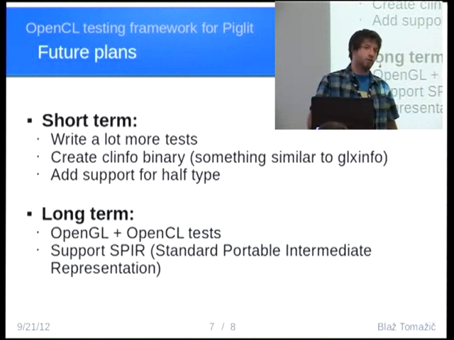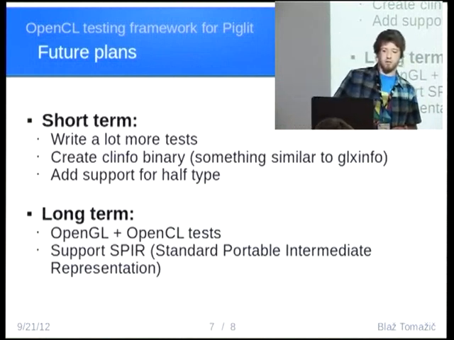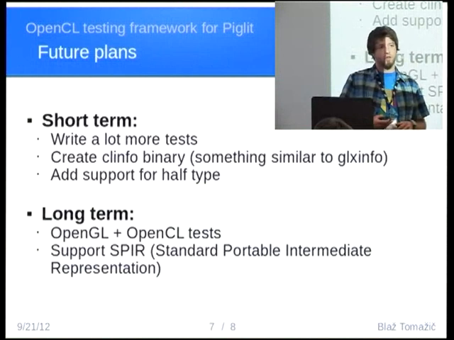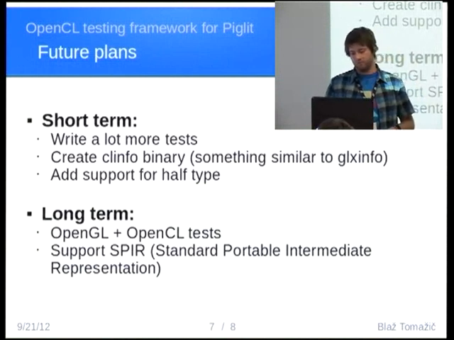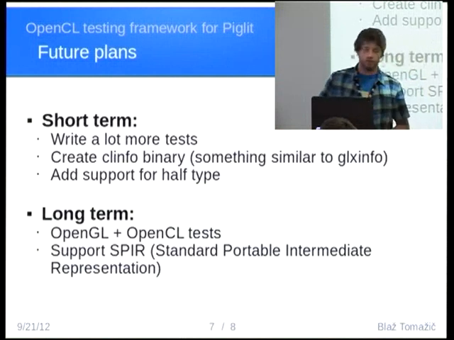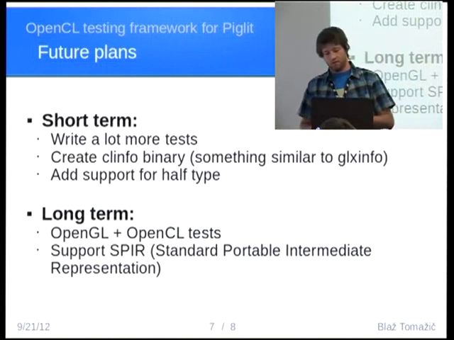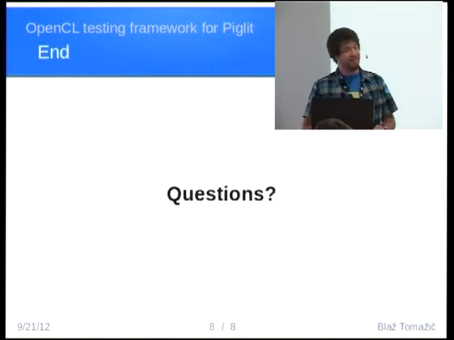In the long term, it would be good to see OpenGL and OpenCL tests together, like sharing buffers or similar. And as Khronos last week put out SPIR, Standard Portable Intermediate Representation, which is a binary representation of OpenCL programs, it would be good to have that too. Okay, I was speaking a little bit quick.